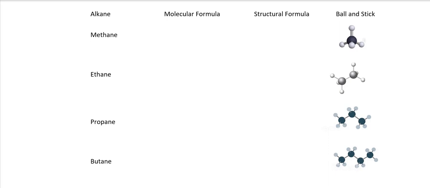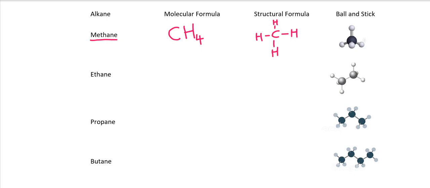Our first alkane is called methane. Methane has just 1 carbon, and using our rule of number of carbons times 2 plus 2, the molecular formula is CH4. Now, if we draw the structural formula, that just means the complete number of covalent bonds. Methane would look something like this. And you can see here that we've shown all of the covalent bonds in the structural formula.